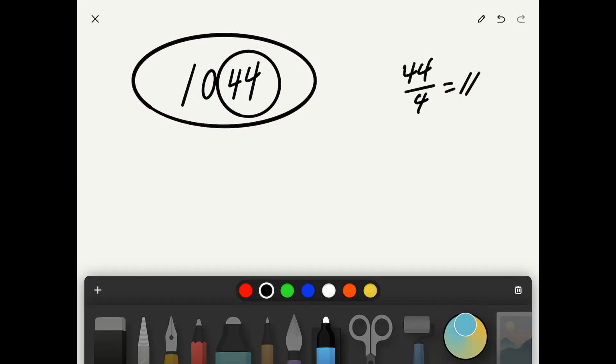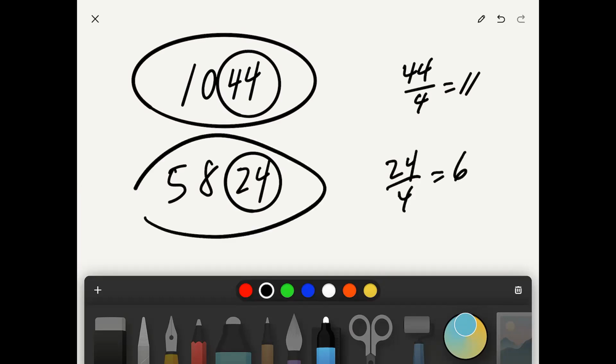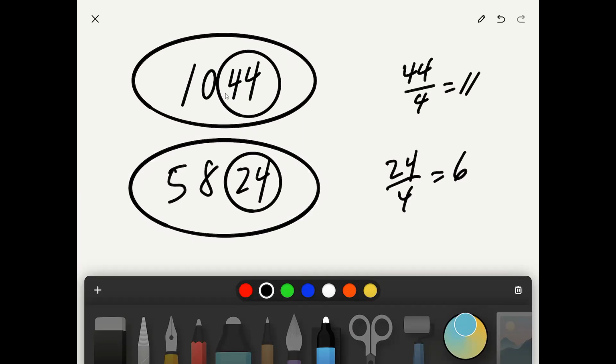How about this? 5,824. Is that number divisible by 4? Absolutely, because the last 2 digits are divisible by 4. So 24 is divisible by 4, so that means this whole number is divisible. That's the rule. Whenever you have a number, if you want to know if it's divisible by 4, just look at the last 2 digits, and if the last 2 digits are divisible by 4, then the whole number is divisible by 4. Okay, let's go back.